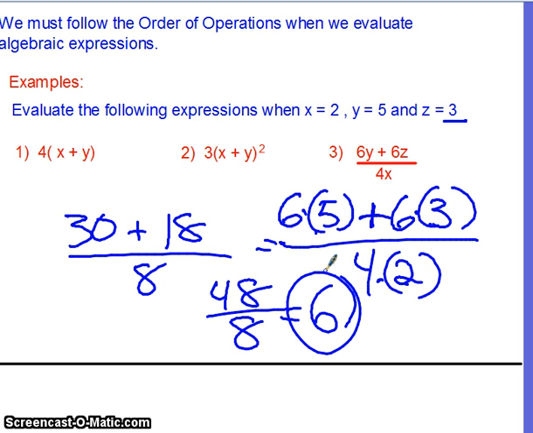So proceed with caution. Make sure you put all the numbers in correctly and follow the proper steps. And order of operations is just like following a recipe.